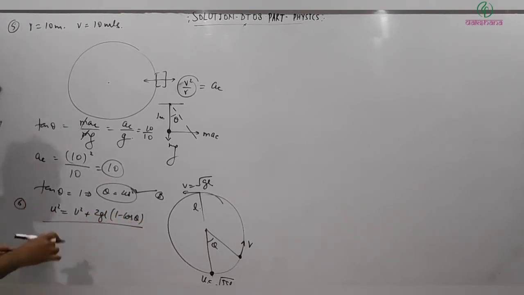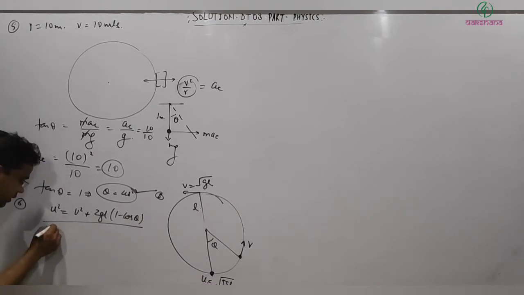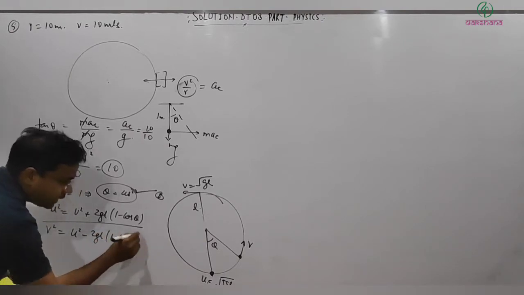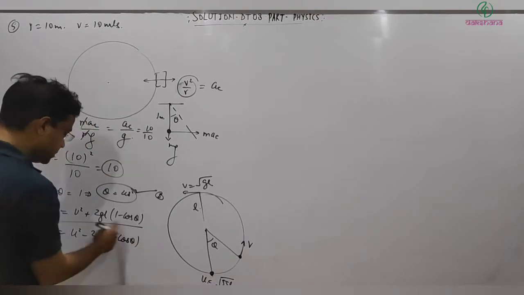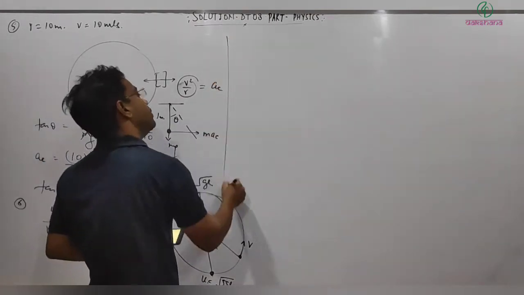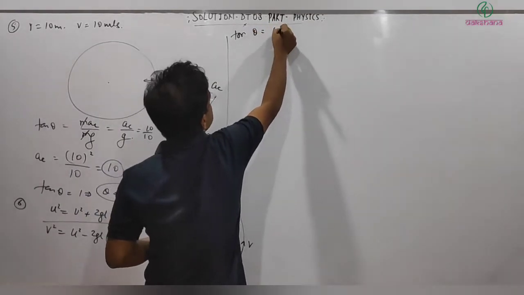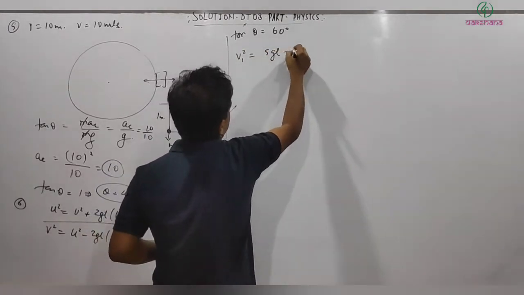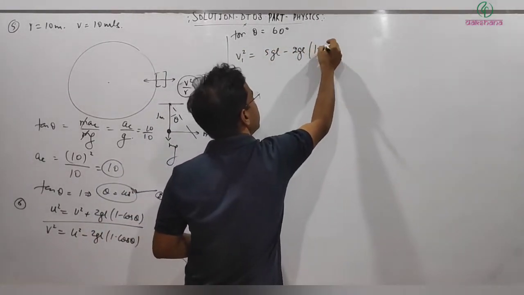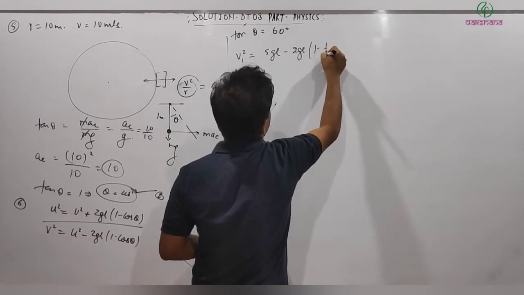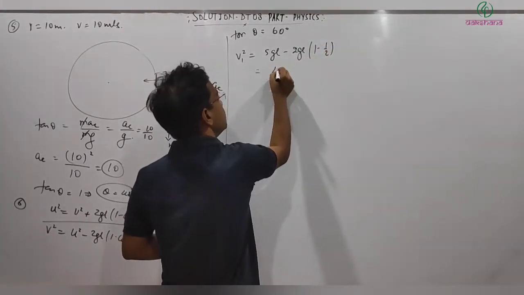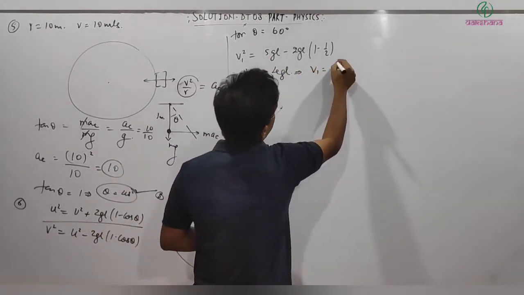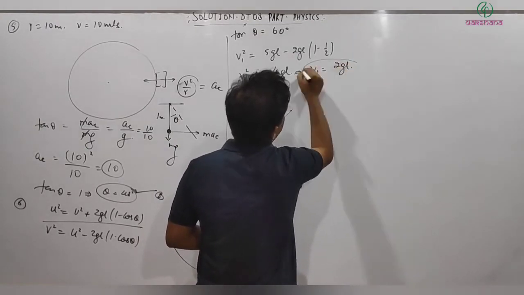Now here I can write u already given as critical, so v square is equal to u square minus 2gl(1 minus cos theta), and u is equal to how much, root 5gl. Substituting the values, okay, so for theta equal to 60 degree, I will get v1 square is equal to u1 square, that is 5gl minus 2gl(1 minus cos 60, that is 1 by 2, it's half), basically that's coming out to be 4gl. So v1 square is 4gl, and this implies v1 is equal to 2 root gl.